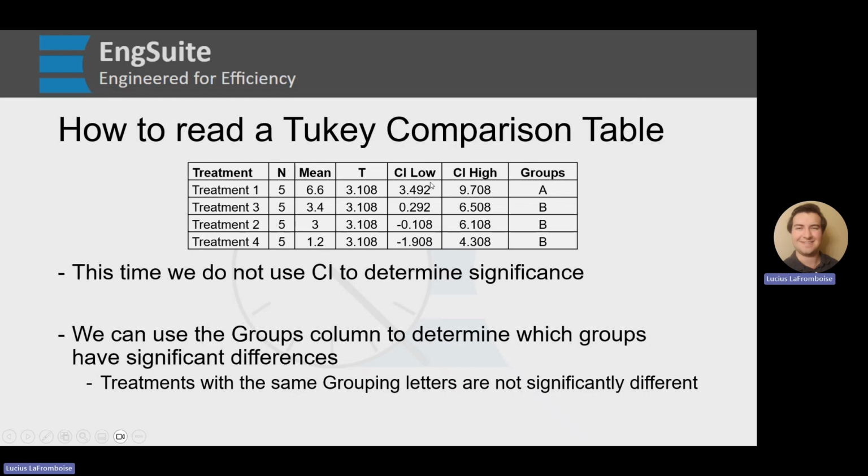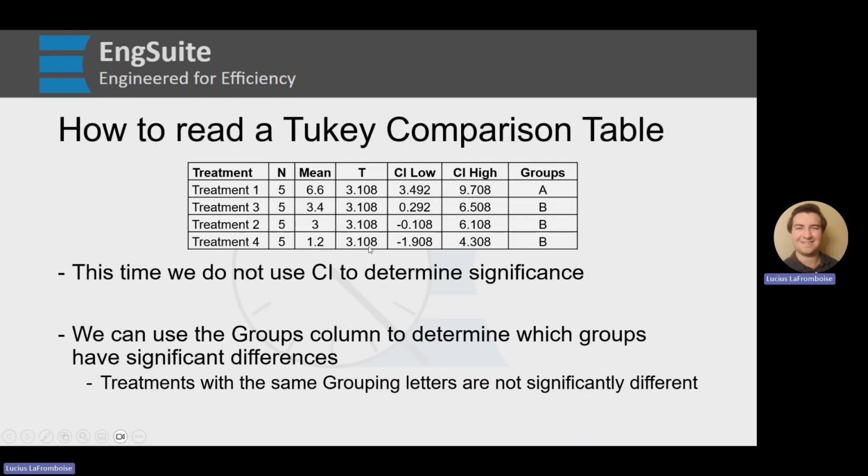And so because of our ANOVA, we did see that one of the treatments had a significant effect. But if we look at these confidence intervals, they all overlap with all of them. They're all overlapping, which if we use the confidence intervals, we would say, well, there's no significance. So we're not using our confidence interval. This time, we're using this grouping column. And the treatments with the same grouping letters are not significantly different.